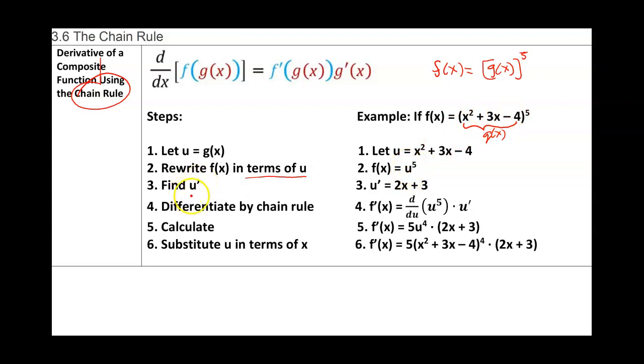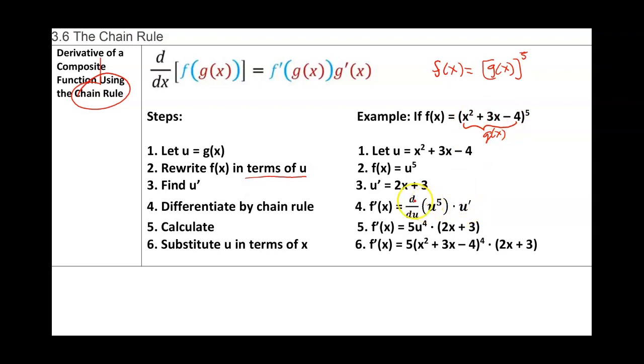All right, now step 3, we have to find u prime. So the derivative of u, which is x squared plus 3x minus 4, is going to be 2x plus 3. Okay, now the chain rule states that if you have a function within a function, then the derivative of that is going to be the derivative of u to the fifth. So whatever this function is, the derivative of that times u prime. So the additional step is always to multiply by the derivative of the inner function, which is u prime.